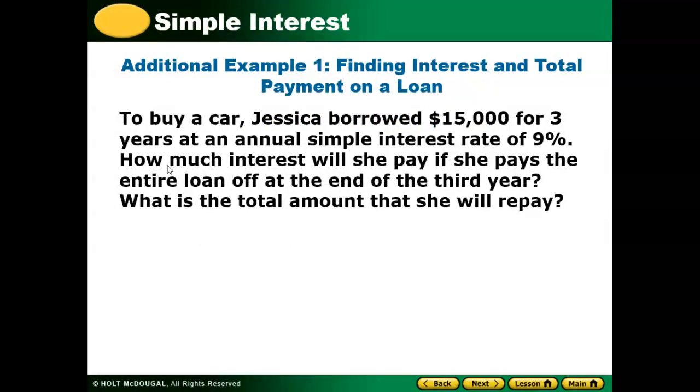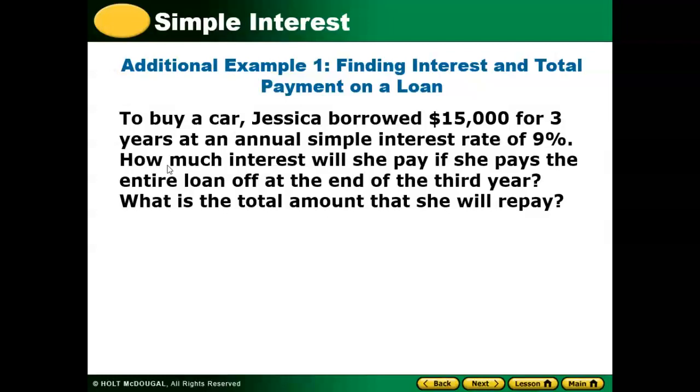First example, so example 1, we're going to find the interest and the total payment of a loan. To buy a car, Jessica borrowed $15,000 for 3 years at an annual simple interest rate of 9%. How much interest will she pay if she pays the entire loan off at the end of the 3rd year?